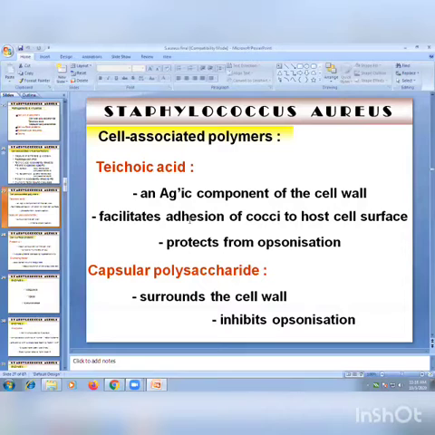Then capsular polysaccharide: fresh isolates are always capsulated. It surrounds the cell wall, inhibits opsonization, and inhibits phagocytosis.